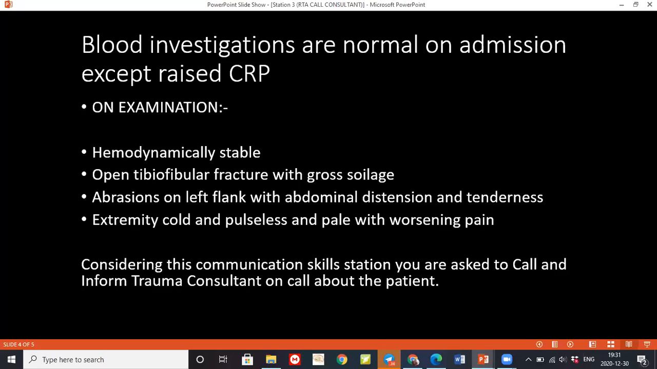So for preparation before OT, I have to optimize the patient: IV fluid infusions, antibiotics, putting the patient on oxygen if needed, and airway, breathing, circulation management, and extremity viability check.